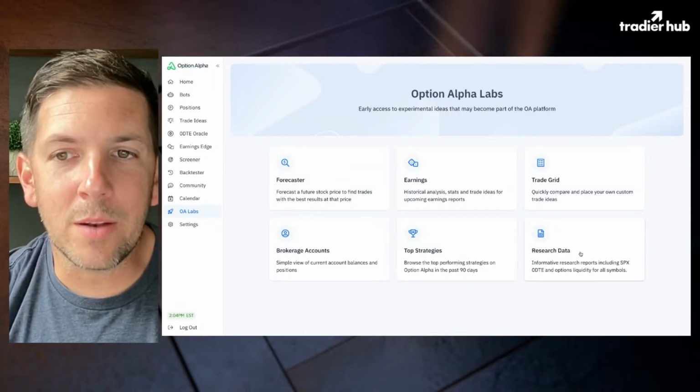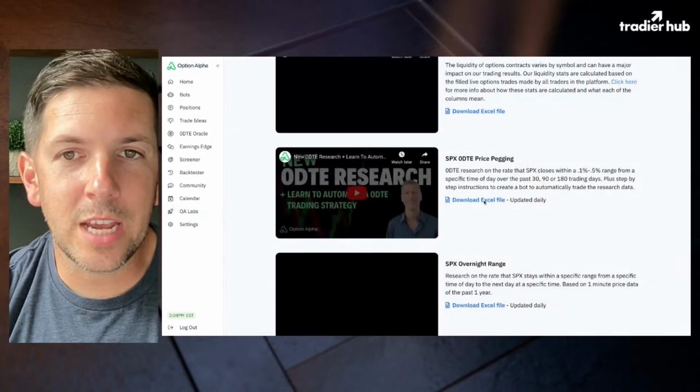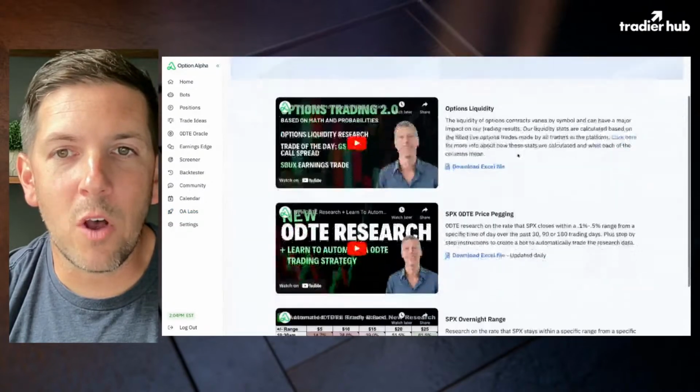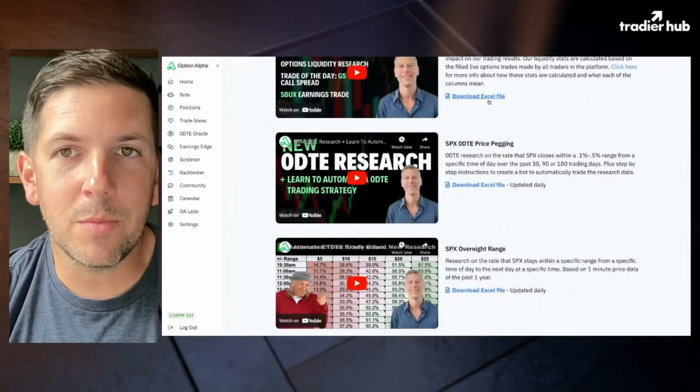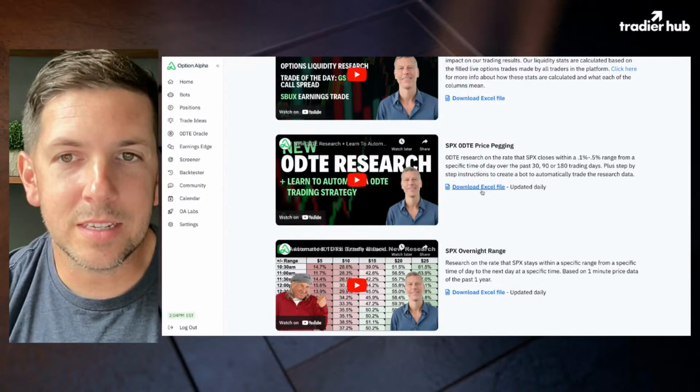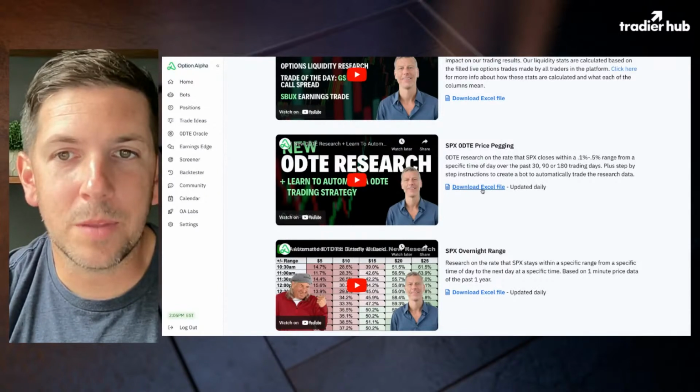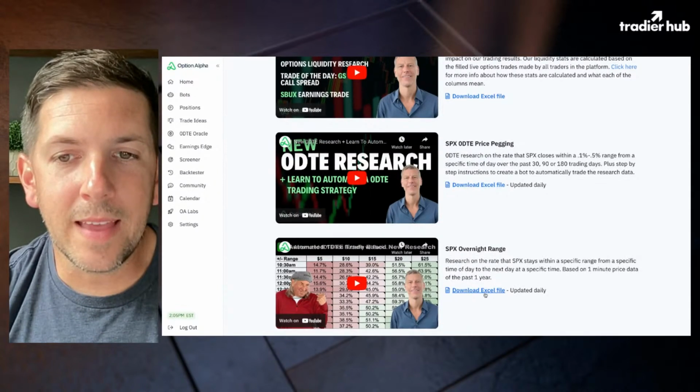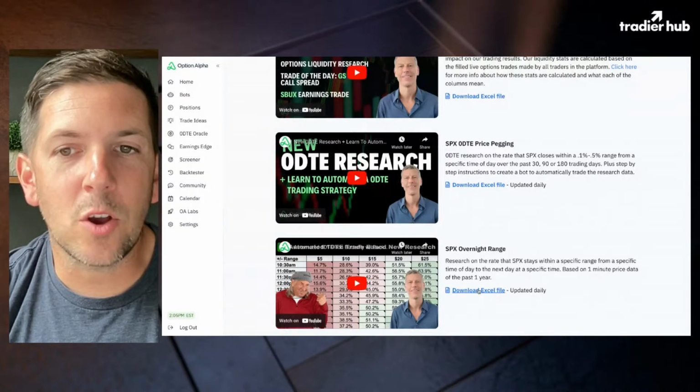But down here in the bottom right is this section called research data. And in research data, we have all types of different research that we've published, liquidity data. This is the PEG data that I just talked about that's updated every single day. And then the latest file down here is our SPX overnight range.